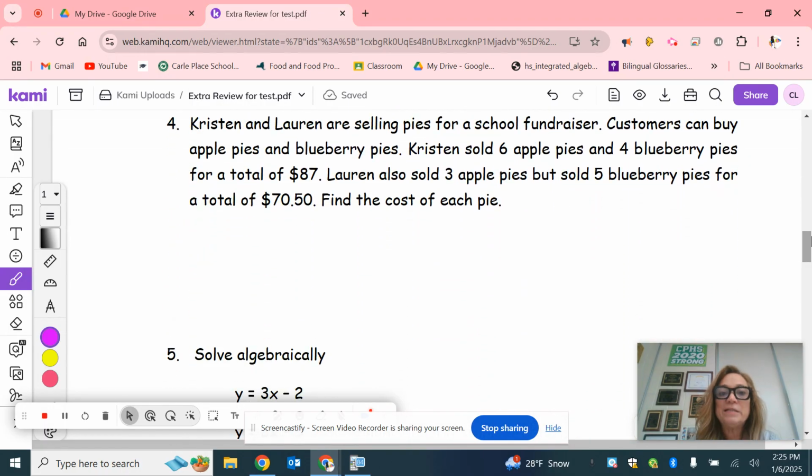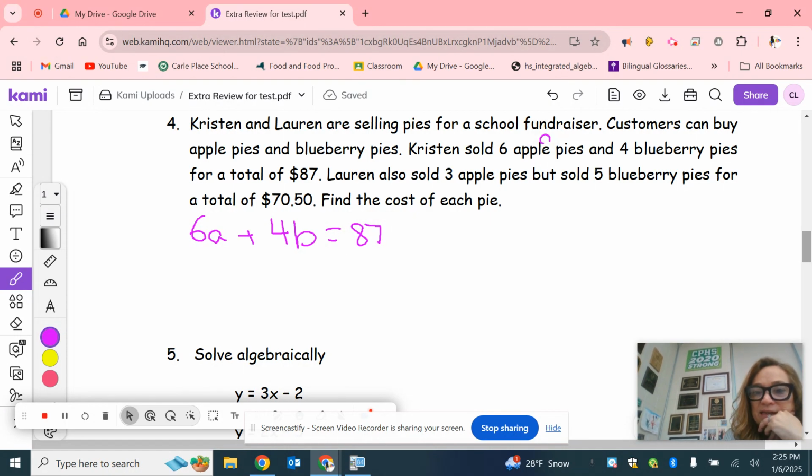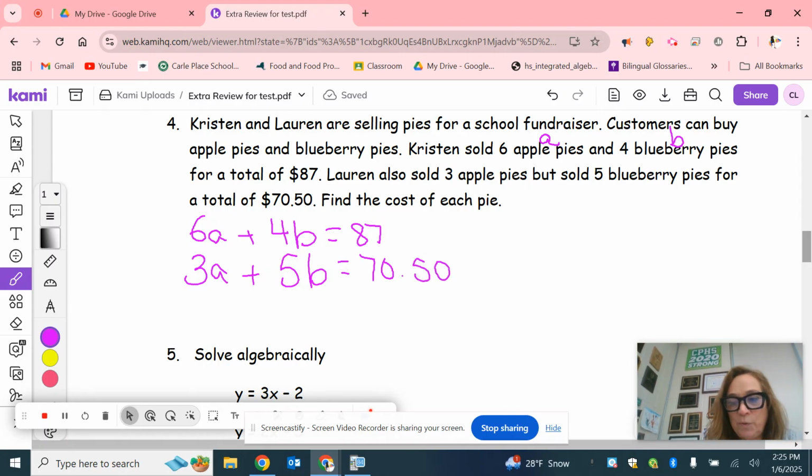Okay. Kristen and Lauren are selling pies for school fundraisers. Customers can buy apple pies and blueberry pies. Kristen sold 6 apple pies plus 4 blueberry pies, and she spent $87. And I'm using A for apple and B for blueberry. Lauren also sold some pies. She sold 3 apples plus 5 blueberries, and she had $70.50. So those would be my 2 equations.